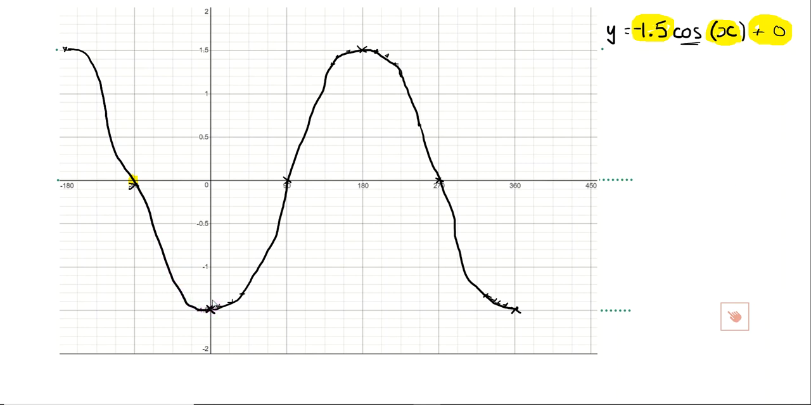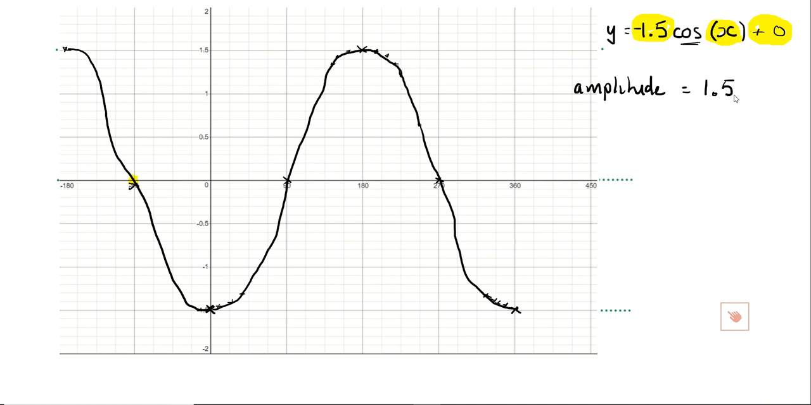Alright, so that's one. Done those. So just to check, what is the amplitude of this wave? Negative 1.5. Thank you, Kieran. Greg shouted out, but it's actually 1.5, isn't it? The amplitude is 1.5. A is negative 1.5, but the amplitude is 1.5.